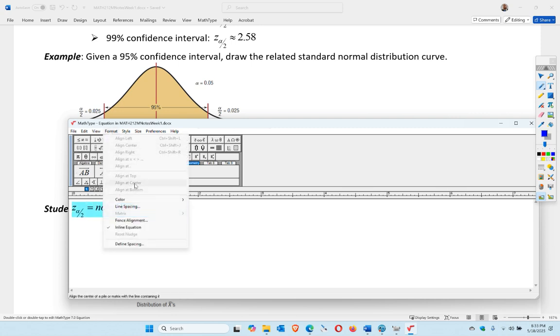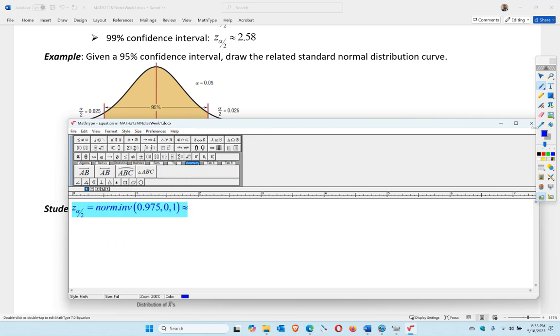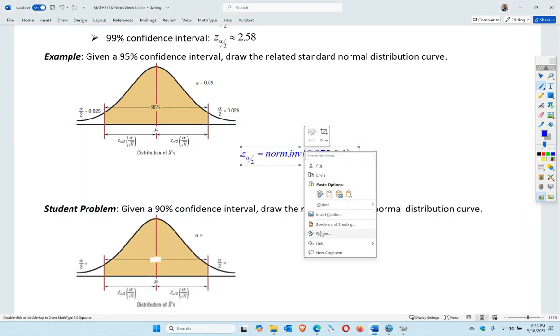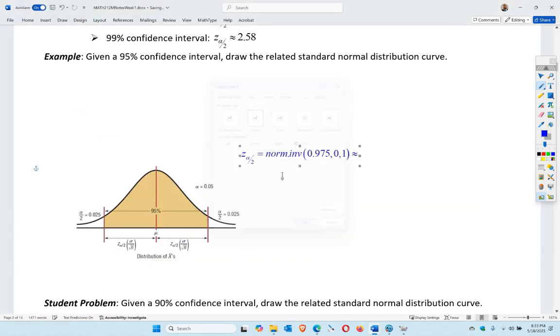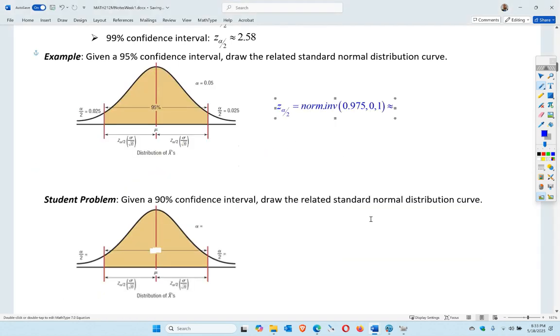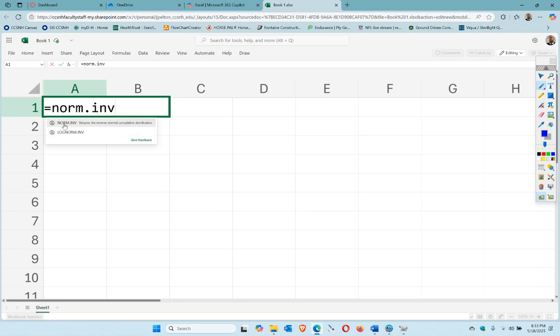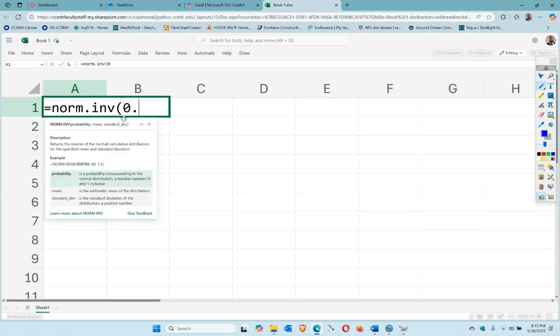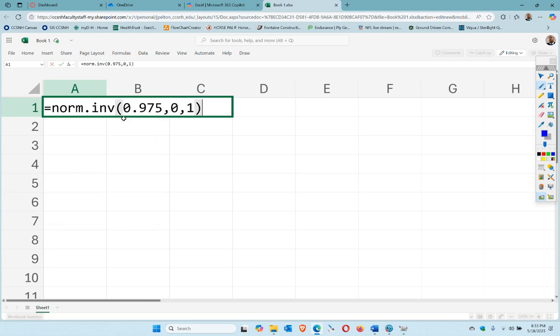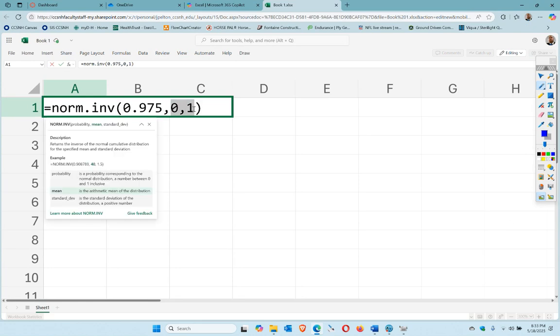Let's make this blue, format, color, blue. And let's move this out of the way a little bit. Layout, square. Okay, so I'm going to go to my spreadsheet now. Equals normal dot inverse. If you don't remember, it also pops up as you type 0.975, comma 0, comma 1. And again, remember 0 and 1 are the default values if you're not doing a specific problem, which is the mean and the standard deviation, essentially, for normal curve.